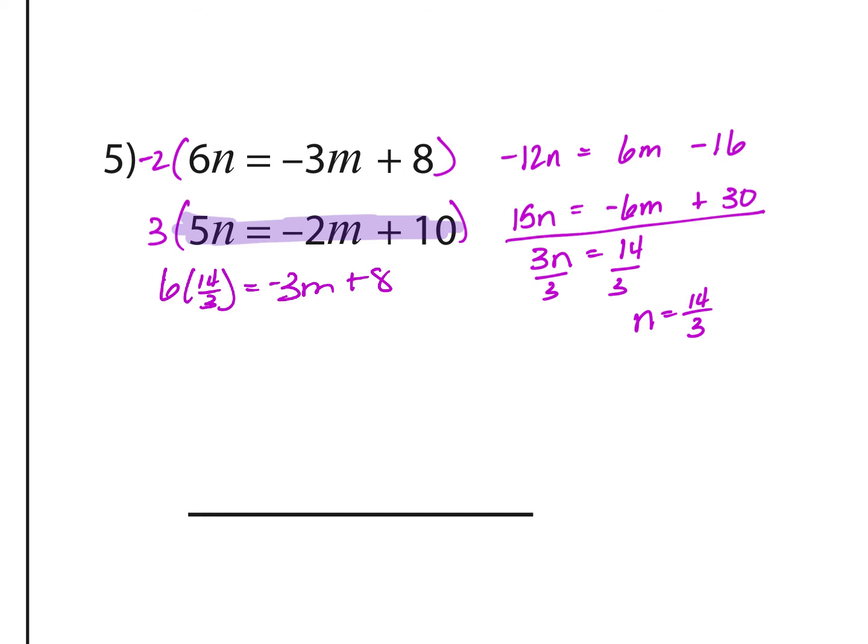Don't worry about what 6 times 14 is. How many times does 3 go into 6? 2. And 2 times 14 is? 28. Lovely. 28 equals negative 3m plus 8.